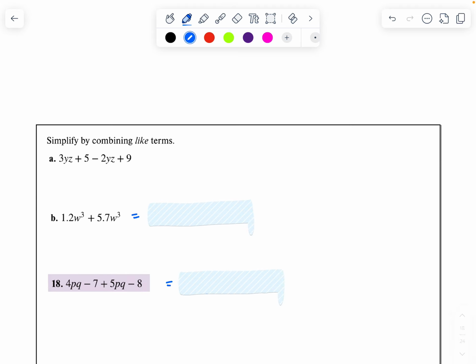We'll do one more of these together. We have like terms here, and we have like terms here. The yz and yz, we can combine those to make another yz. 3 minus 2 is just 1 yz. You can write the 1 in, and you don't have to if you don't want to. The 1 is understood if you'd like it to be that way. The 5 and the 9 now. 5 plus 9 makes 14. Notice I started with things with yz's, and I started with regular numbers, and I ended up with things with yz's and regular numbers.